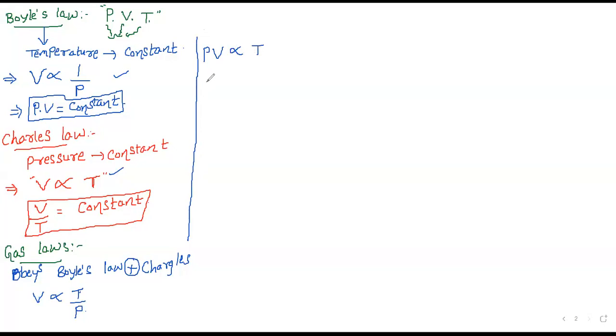Then we are introducing one more constant here, that is R into T. What does that R represent here? R represents the universal gas constant. R is a constant called the universal gas constant.